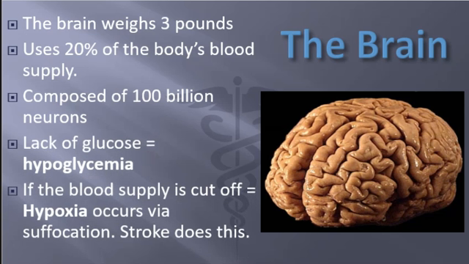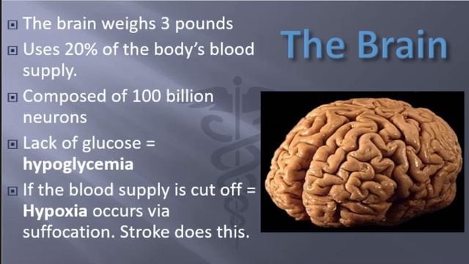Hypoxia happens when there's no oxygen getting to the brain. So if you don't have enough glucose in the brain, you get hypoglycemic. If you don't have enough oxygen in the brain, it's called hypoxia. And how can that happen? Well, the blood supply gets cut off via suffocation. If you withhold oxygen from your brain, you're suffocating.